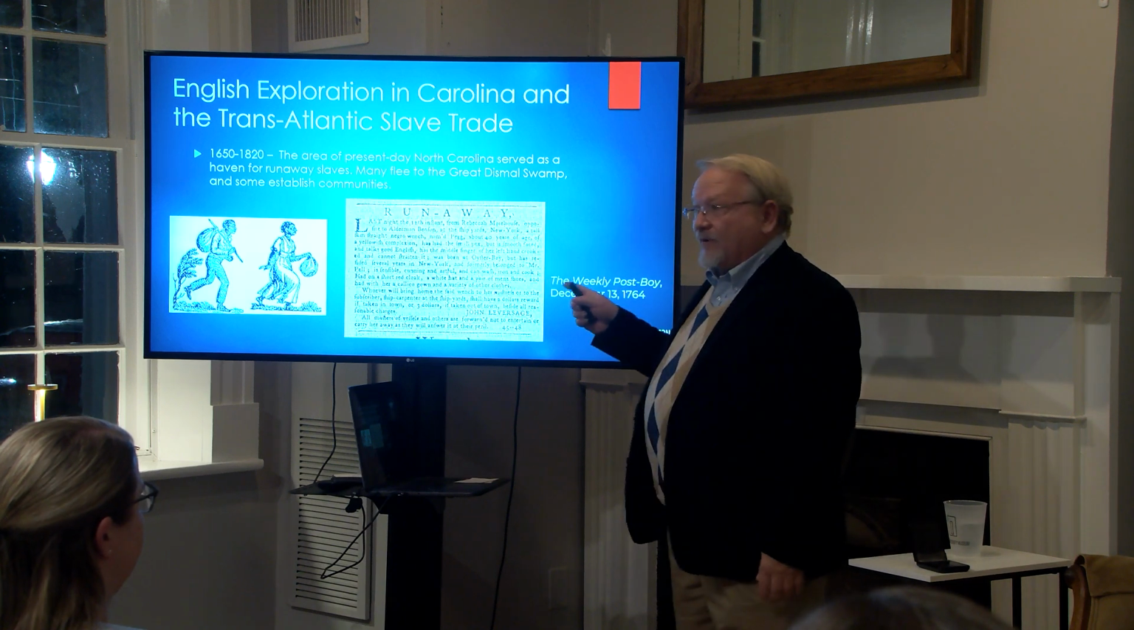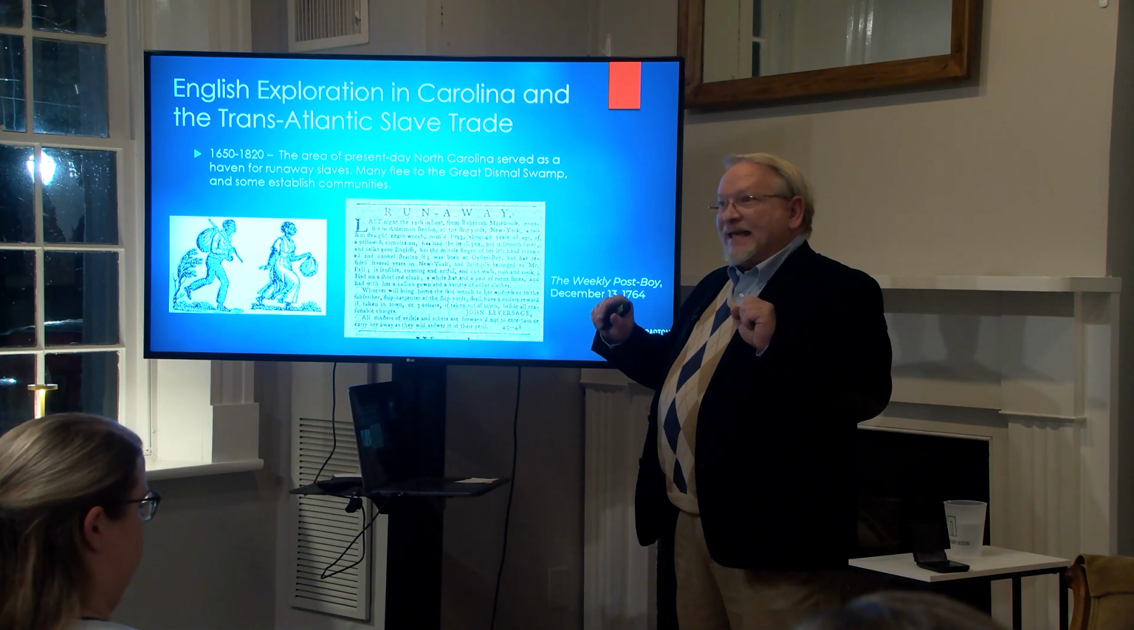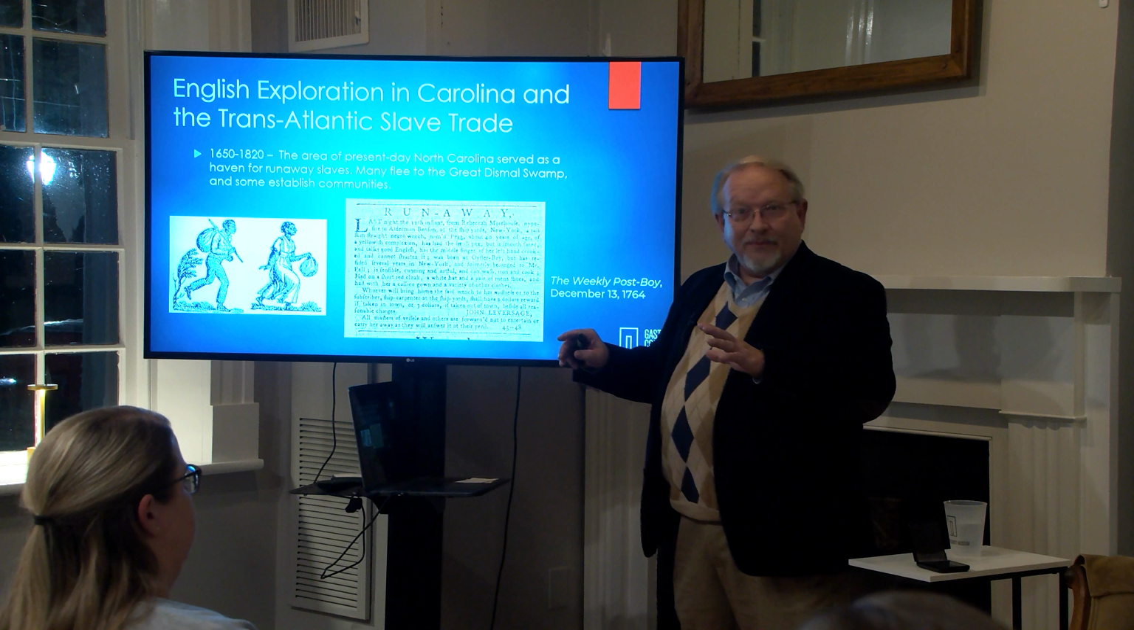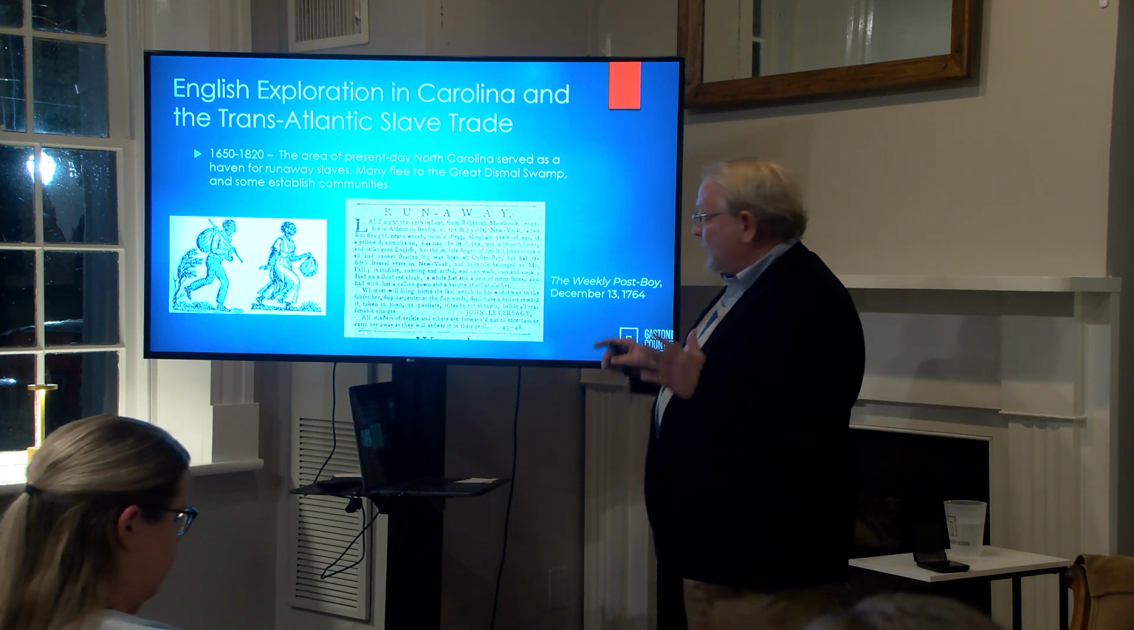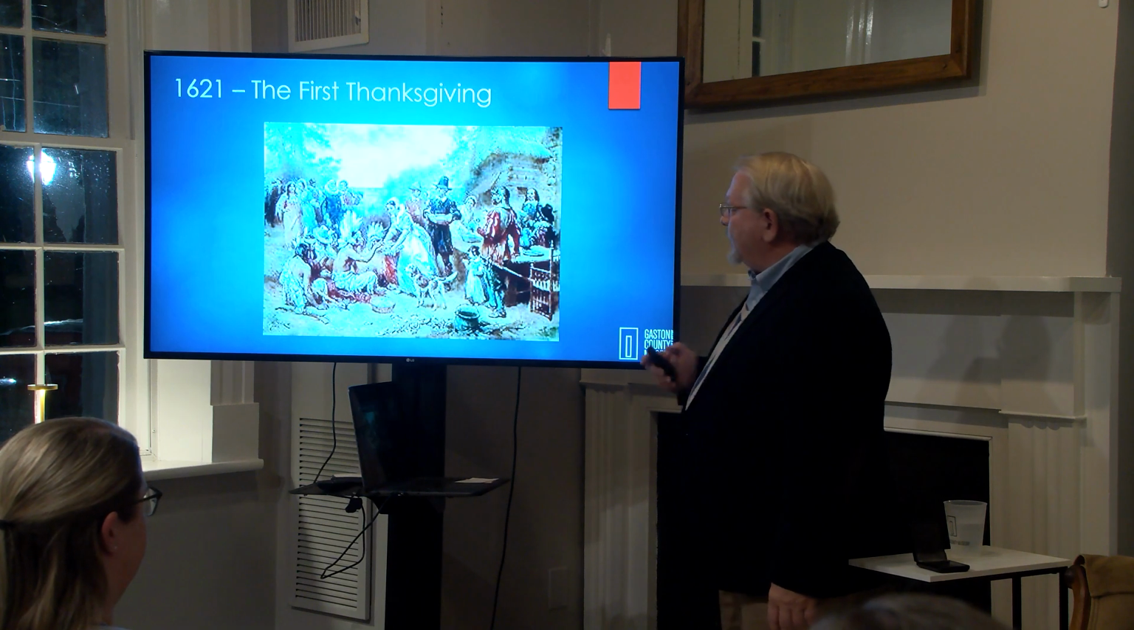But we were a very popular place for runaway slaves because we had a lot of land that was difficult to traverse. One of the prime spots was the northeastern part of the state, the Great Dismal Swamp. A lot of them had designated routes, and they had people to help them escape and hide in those areas. So North Carolina became a very popular place for runaway slaves as well.